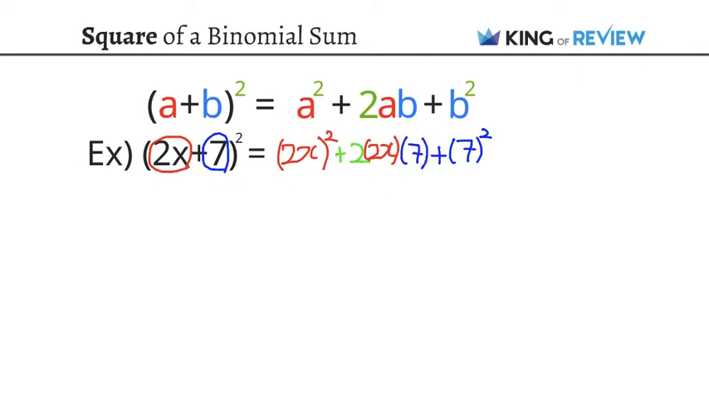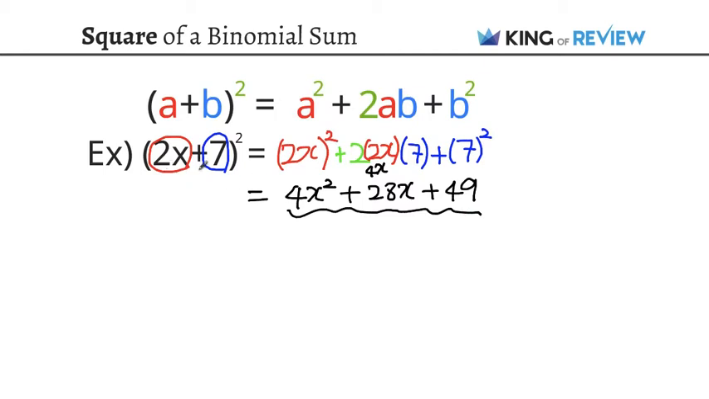Okay, let's solve this. It's equal to 2x squared, that's 4x squared, plus 2 times 2x, that's 4x, and 4x times 7 is 28x. And then 7 squared is 49. So 4x squared plus 28x plus 49. This is the answer of this 2x plus 7 squared. Okay, can you understand?